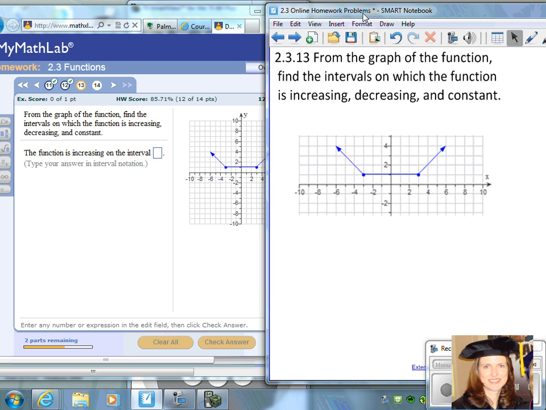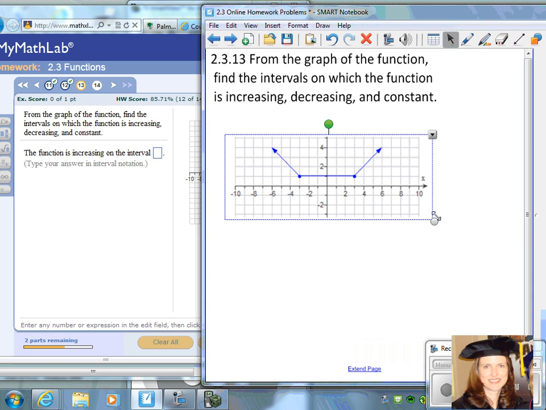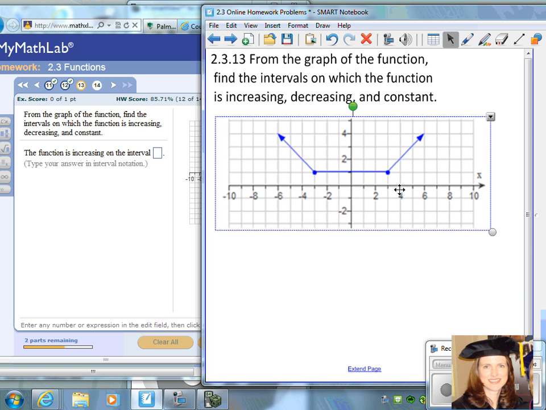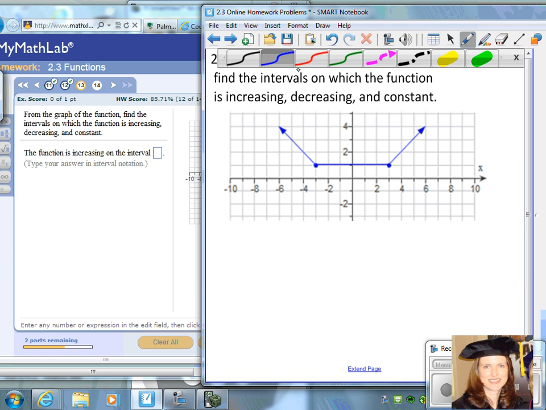Now to figure out where these are increasing, decreasing, or constant, let me just make this a little bigger so we have a reference here. When you're determining where the function is increasing, where it's decreasing, and where it's constant, we are looking at the graph from left to right. It looks like it's going up in both of those directions, but actually one of those is increasing, one of those is decreasing.